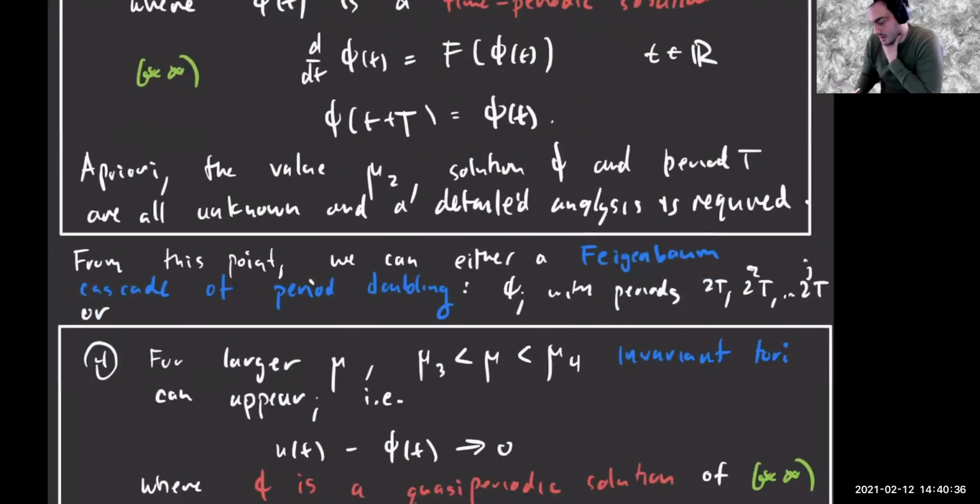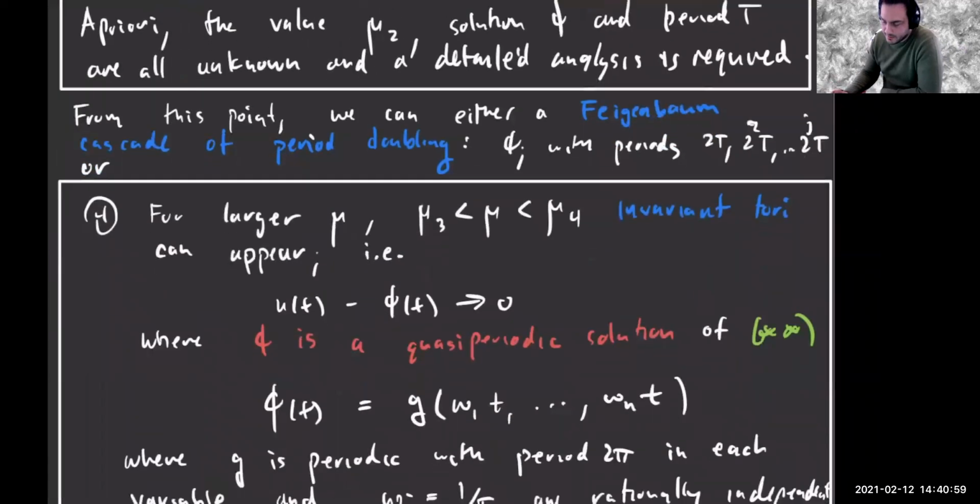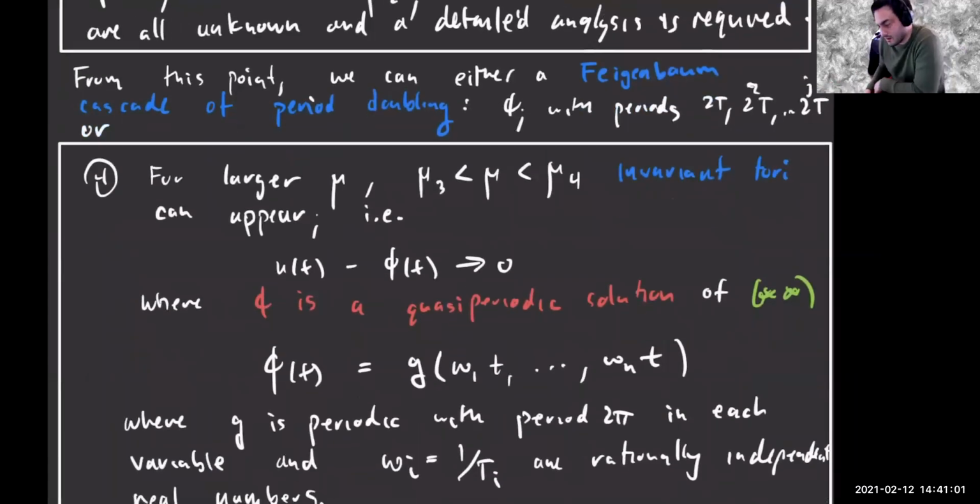And now one could have a system that undergoes a Feigenbaum type cascade of period doubling, where as you increase this parameter you have periodic solutions of increasingly large periods, let's say 2, 4, 2 to the j. Or you could have a different type of behavior emerging, where when you push mu above this mu3 region, you have some invariant tori arising. So you converge onto a quasi-periodic solution of the ODE.